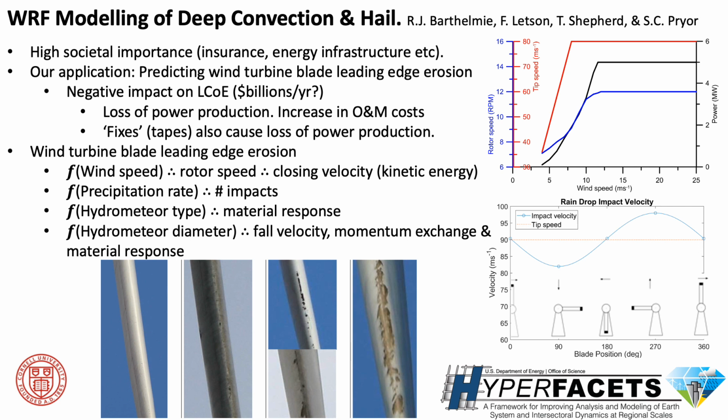So on large machines, the tip is moving through the air at up to 80 meters per second. Hydrometeors are falling at perhaps 10 meters per second, so that closing velocity and the kinetic energy transferred can be high. So the first dependency is on wind speed. The second is, of course, on precipitation rate. Third, on hydrometeor type. And the fourth, hydrometeor diameter.